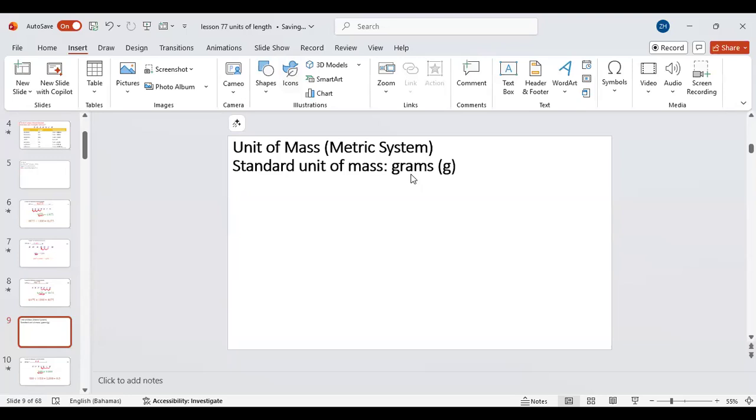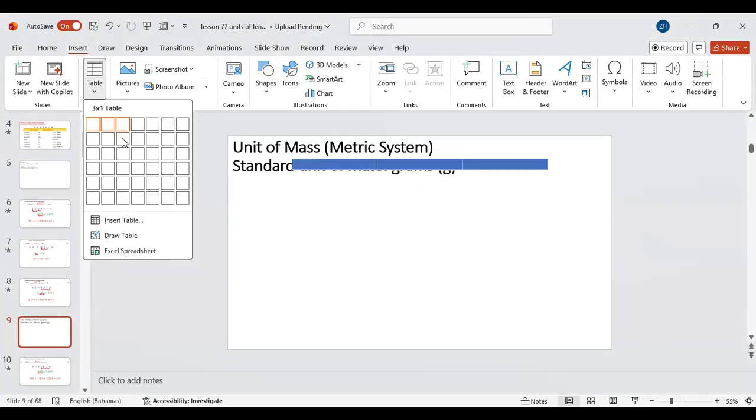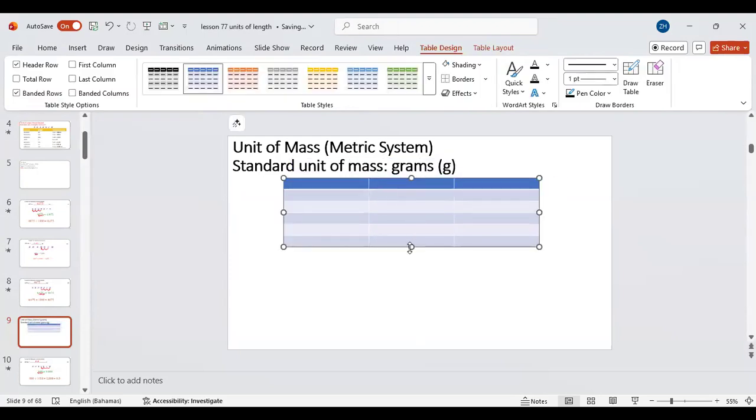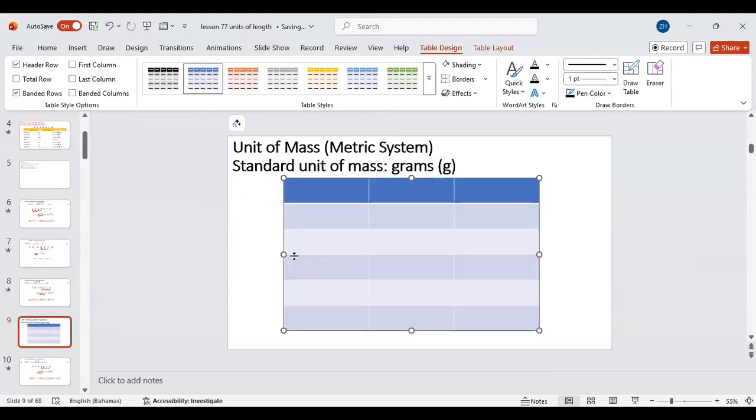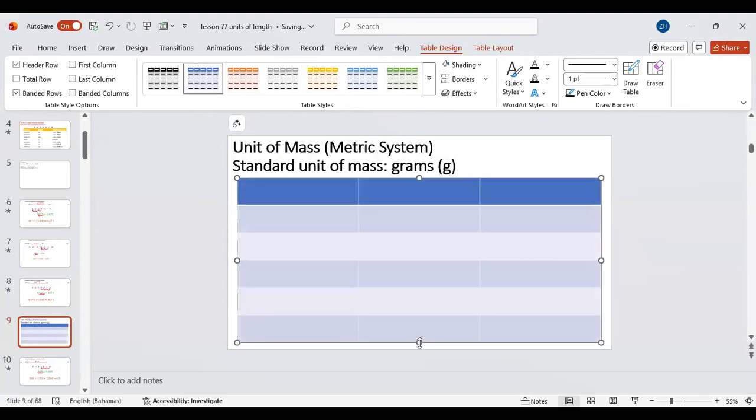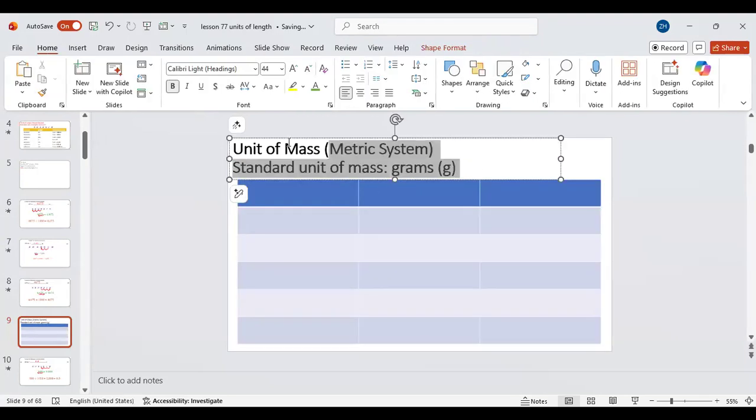So let's go ahead and construct the table. We're going to construct the exact table that we constructed for length, but this time for mass. How many rows, how many columns? 3 columns and like 8 rows, right? Let's go ahead and do it. I'm going to make this one blue today. Make sure your table looks very neat.